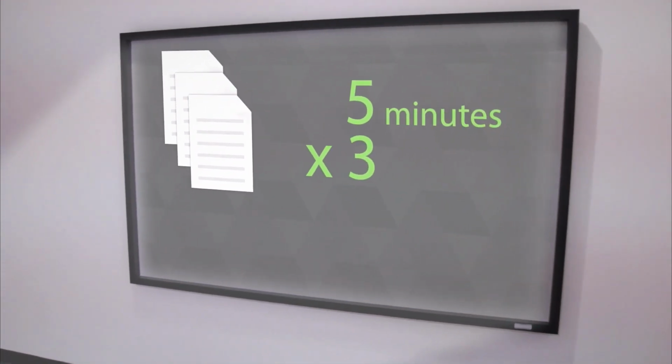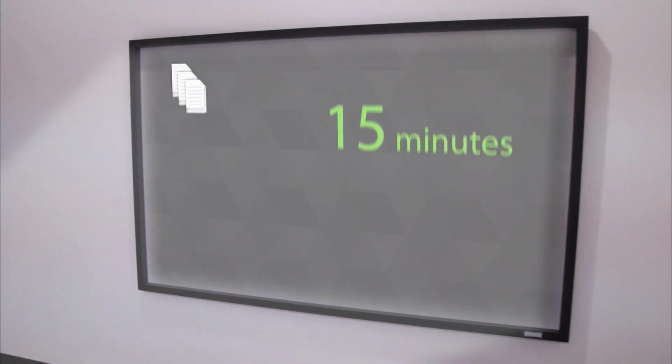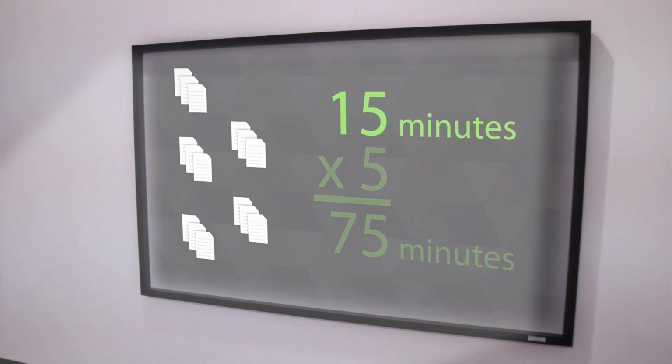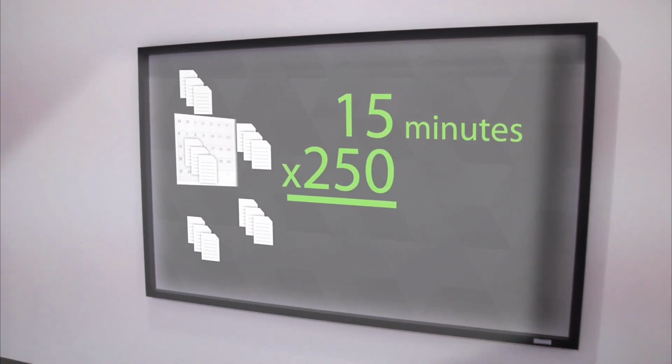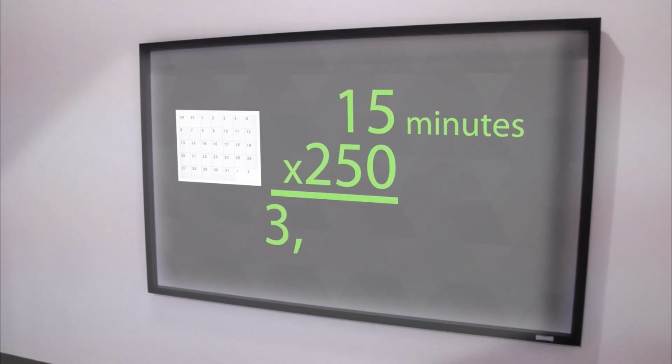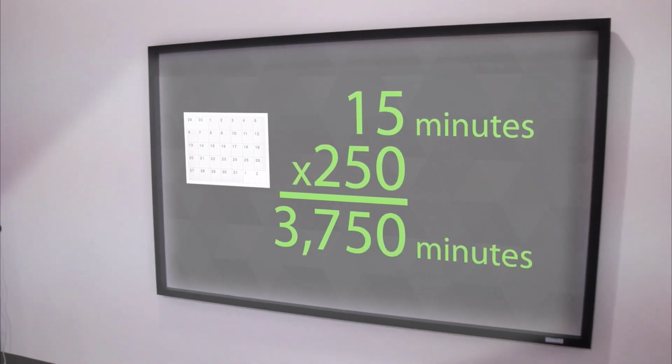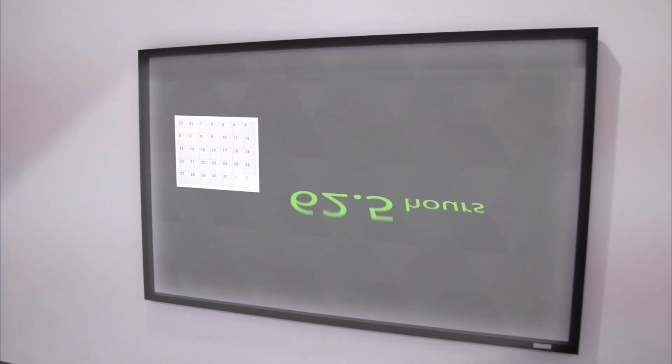Let's say it takes 5 minutes to fill out a form, and you fill out an average of 3 forms a day. That's 15 minutes every day, or 75 minutes a week. With 250 work days every year, you're losing an annual total of 3,750 minutes filling out forms. That's 62.5 hours, or roughly 1.5 work weeks. So let me ask you, how many sales is a week and a half worth to you?